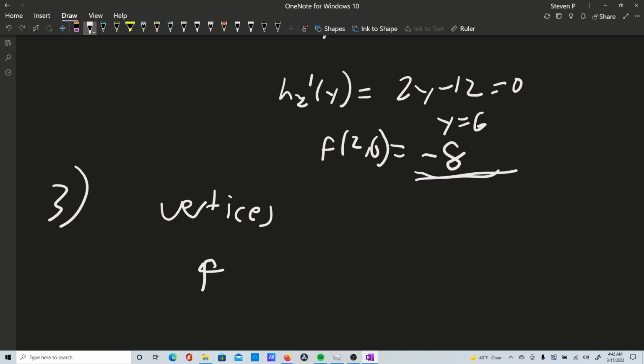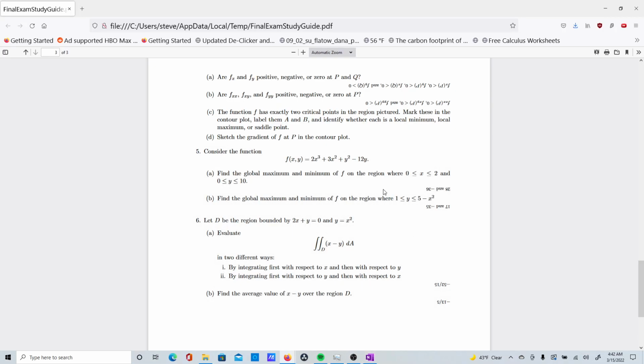Which vertex was it? What did we find? The vertex of... One of them was 28. Which one was it? I forget.